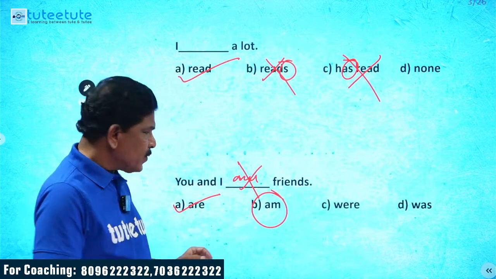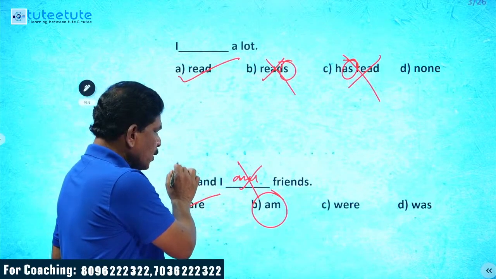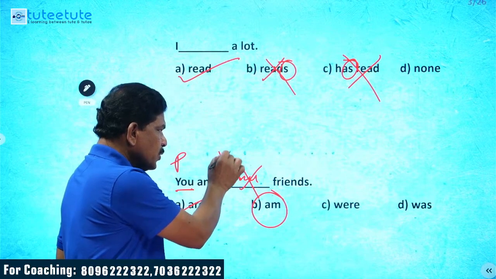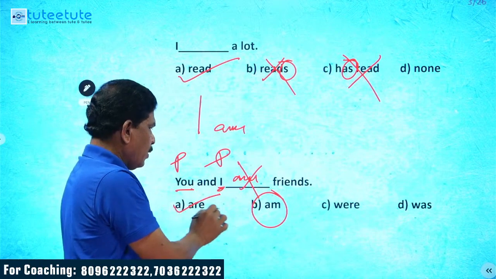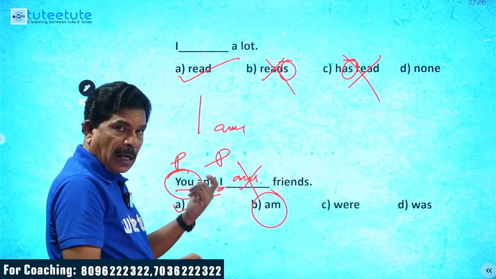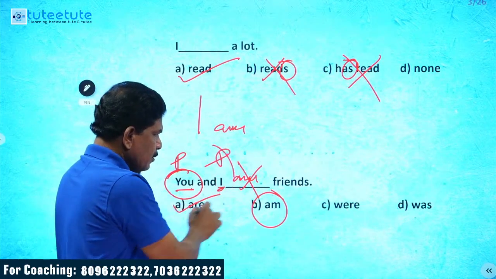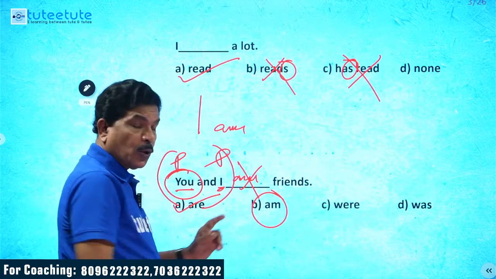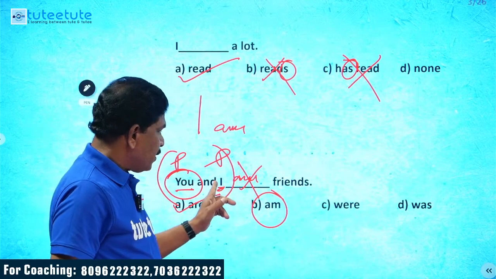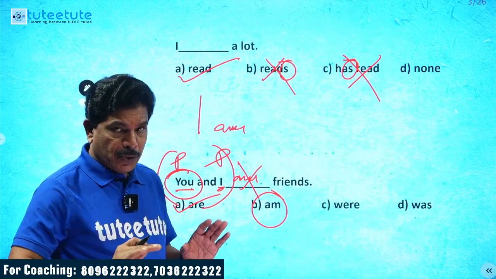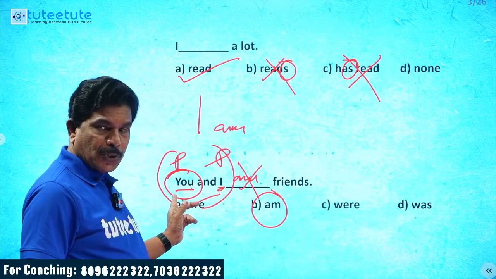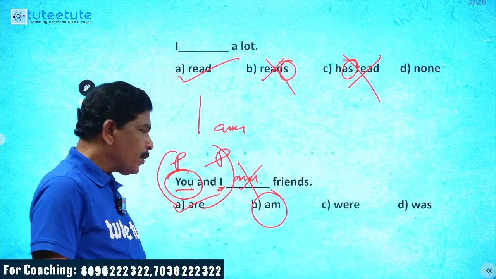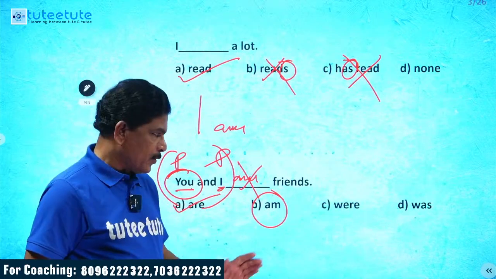right, because you is plural, I also is plural. Though I alone is followed by am, when there is you along with I, it is followed by are, not am, because here I is not used alone. Instead, it is used with other subject. You is always plural. So you and I are friends.